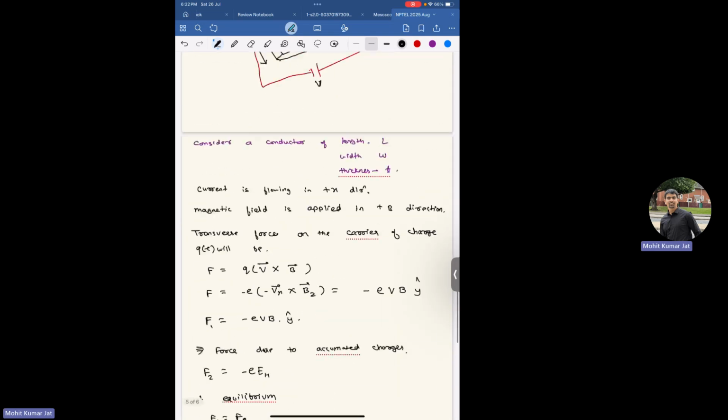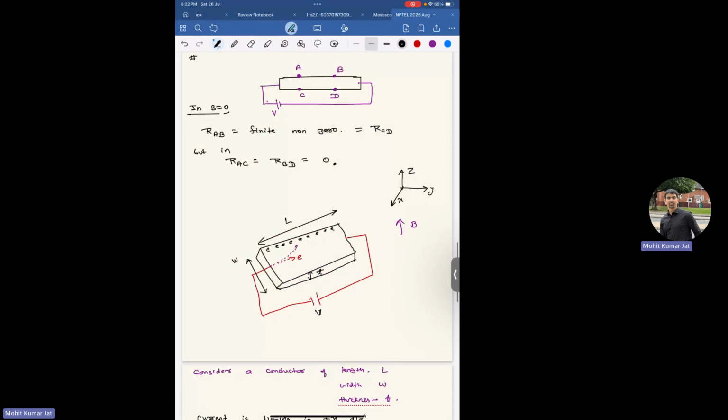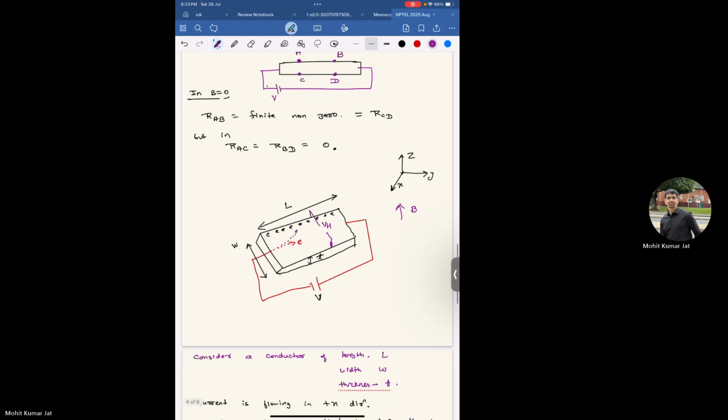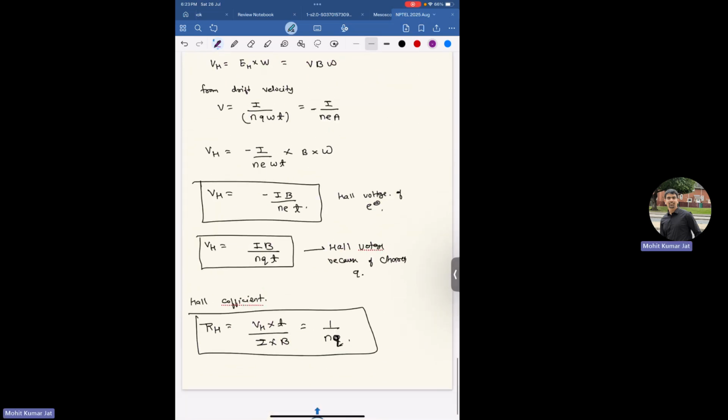So what it does, in the presence of the magnetic field, in the classical picture, there will be electron accumulation on this end, and because of that there will be a finite voltage which gets developed between these two ends. This we call the VH, and this is what we call the classical Hall effect, whose equation is derived like this.